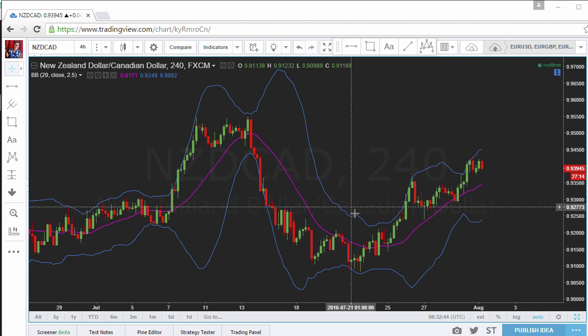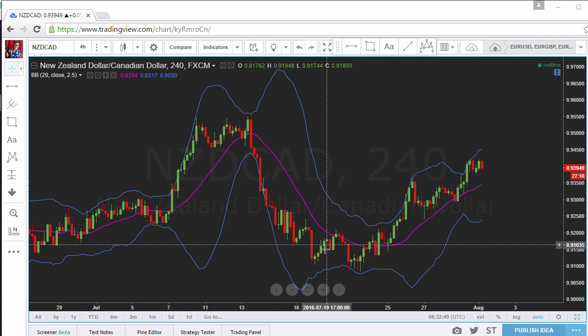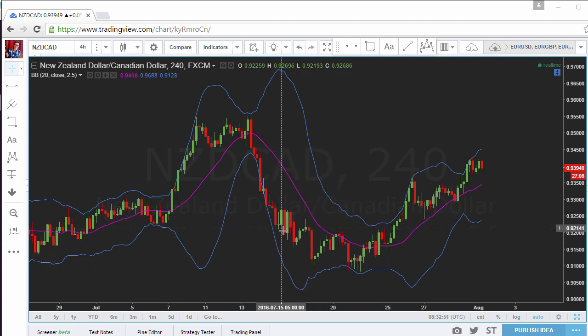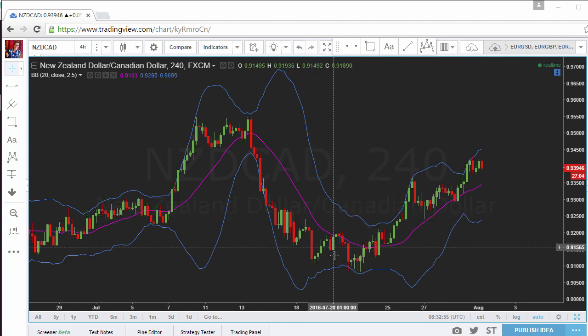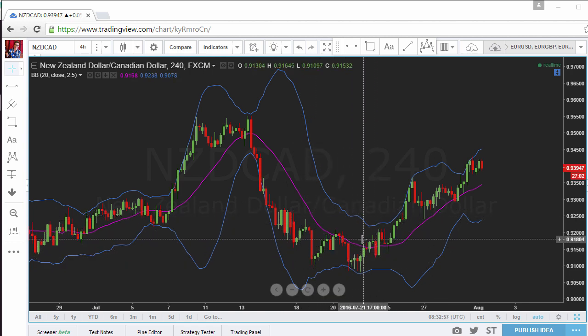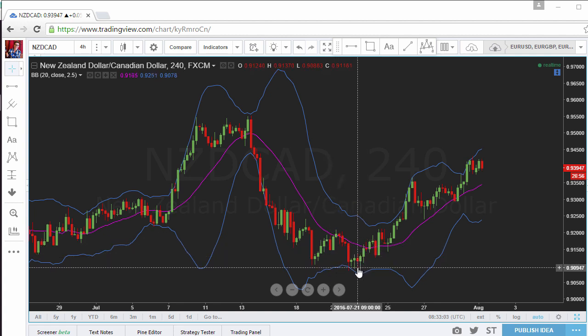Here they were very close together, and this is a very common signal at the end of a trend. First, you can see that price is pulling away from the Bollinger Band, and then when the channel is coming closer together, this is often signaling the end of a trend. And then what happens here is very classic.